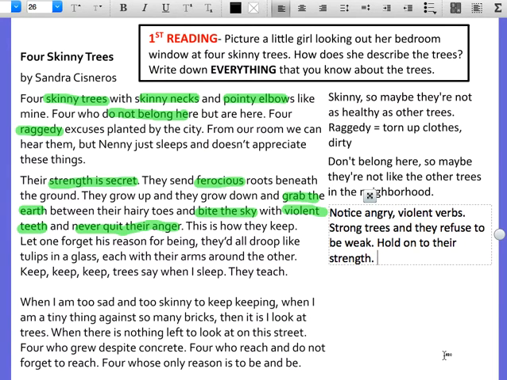Maybe they're holding on to their strength. I know we haven't finished that stanza, but I'm going to have you finish this second stanza and the third stanza on your own. So pause the video at this point, finish marking up what I've marked up, and then mark anything else that you can notice about the trees or infer about the trees.